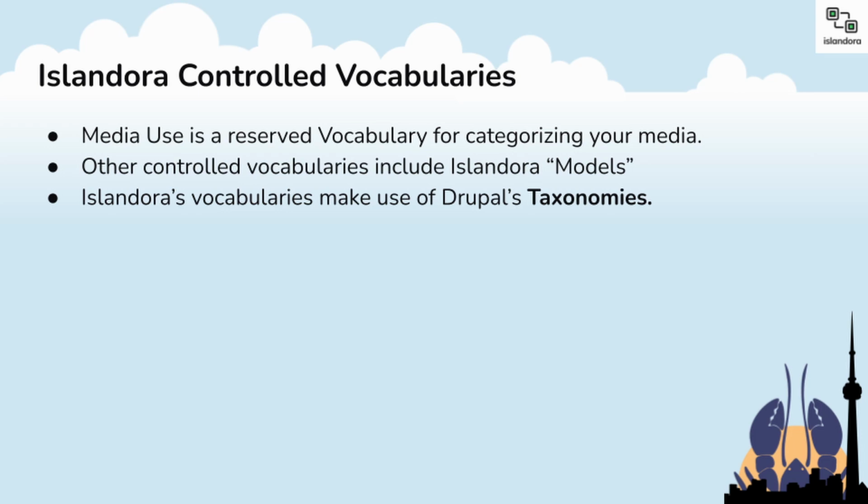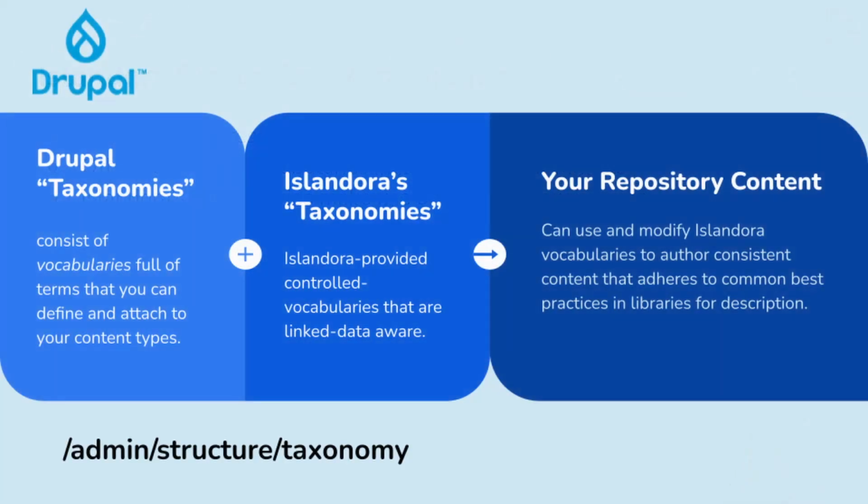Media use is an example of an Islandora controlled vocabulary. Media use is a reserved vocabulary. You can add to it, but the way it's used, it's for categorizing your media. There are other controlled vocabularies that you see all over the place. So when we saw the models, that was a controlled vocabulary, so you were picking what model your content was. These are all making use of what are called Drupal taxonomies. Drupal taxonomies consist of vocabularies full of terms that you can define and attach to your content type.